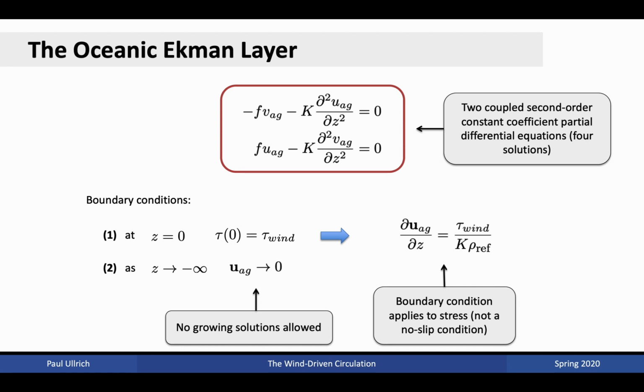This is simply because in the interior of the ocean, we know that the wind is very closely approximated by the geostrophic wind, and so the ageostrophic wind must disappear. This will also lead to us having no growing solutions, and will eliminate two of the possible solutions that arise from solving the differential equation.